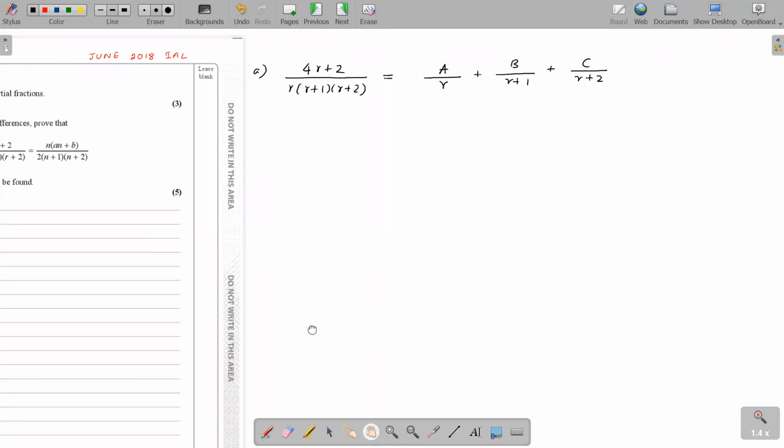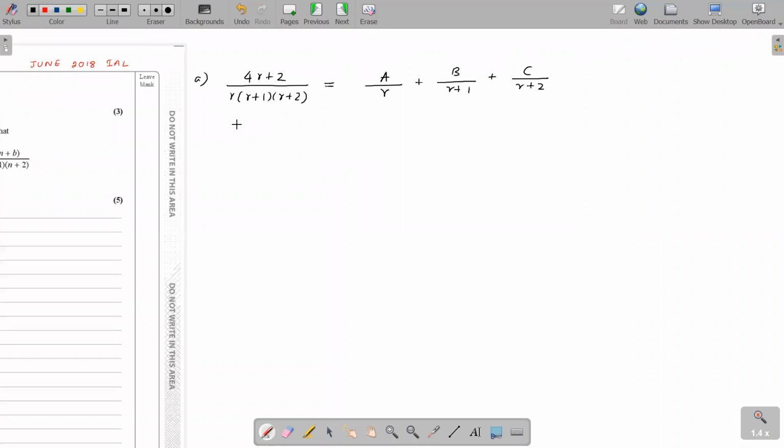Okay, so now let's multiply it out. We'll need to get the values of our A, B, C. So 4r + 2 equals, multiplying out by r(r + 1)(r + 2), we take it to the other side and multiply with A over r, B over r plus 1 and C over r plus 2. What do I get? A into the r cancels with the r. What remains with A? (r + 1)(r + 2). B over r plus 1, when you multiply with r(r + 1)(r + 2), the r plus 1 cancels and you get r times (r + 2). Plus C over r plus 2, the r plus 2 cancels and you are remaining with r times (r + 1). Are you with me?